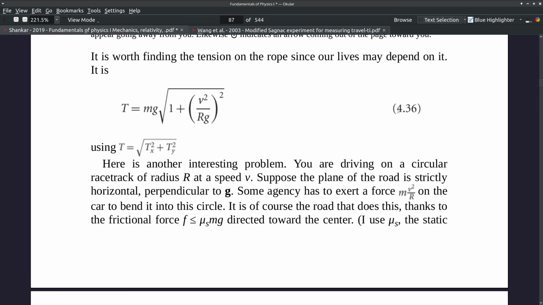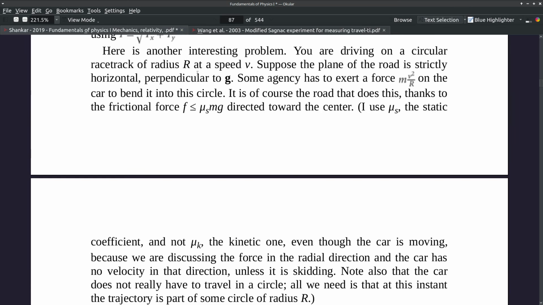You are driving on a circular racetrack of radius r at a speed v. Suppose the plane of the road is strictly horizontal, perpendicular to g. Some agency has to exert a force, mv squared over r, on the car to bend it into the circle. It is, of course, the road that does this. Thanks to the frictional force, F is less than or equal to mu s mg.